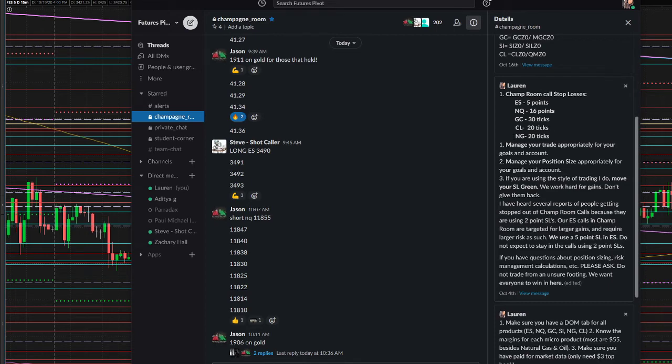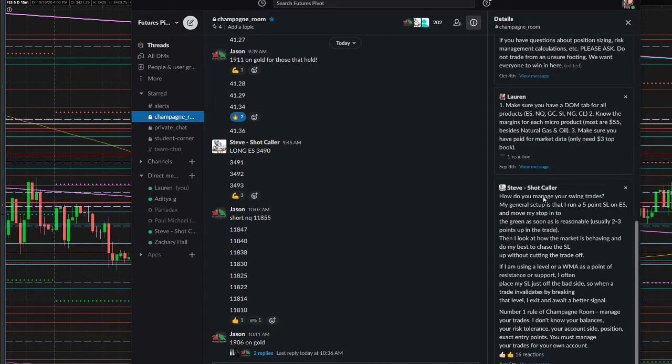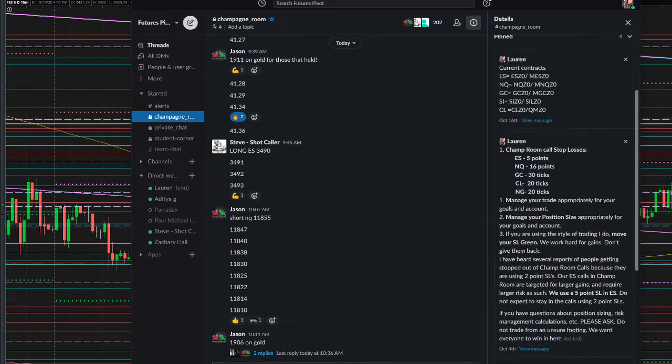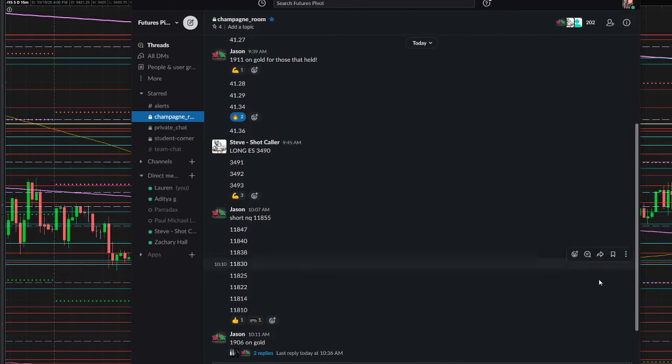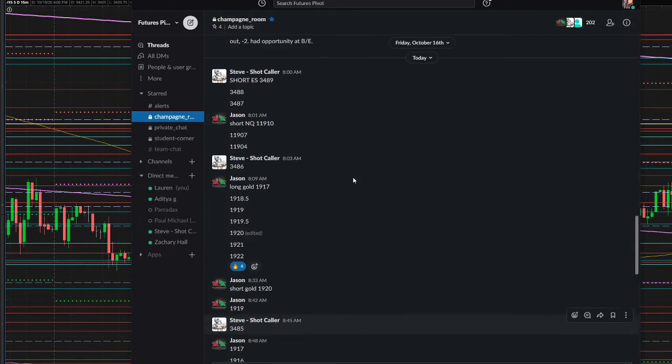Obviously, you can do whatever you find helpful for yourself. And we also have some information about how to manage a swing trade and how Steve manages his trades. So we found that to be helpful in the pin section. But as you can see here, the format is a little different.